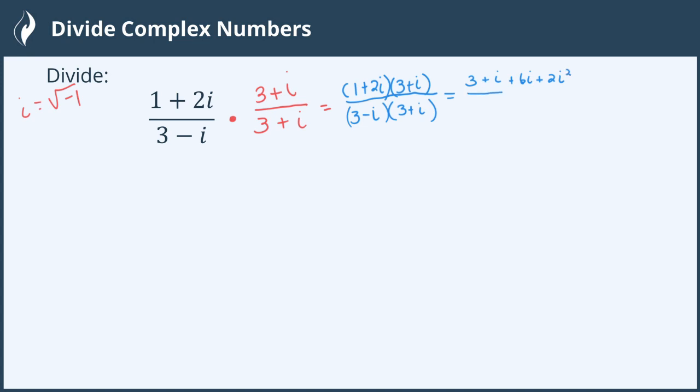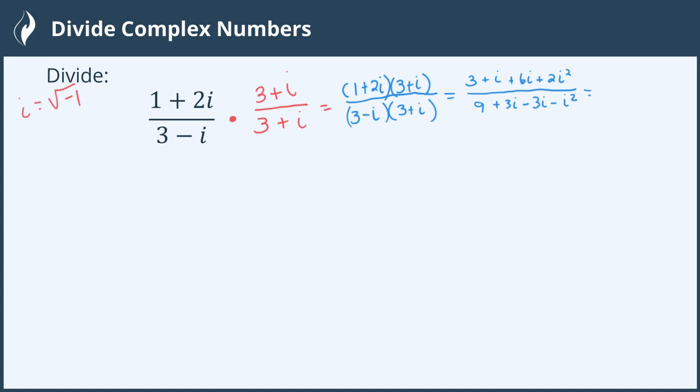Then on the bottom, I have 3 times 3, which is 9. 3 times i becomes 3i, positive. A negative i times 3 gives me a negative 3i. And then negative i times i gives me a negative i squared.